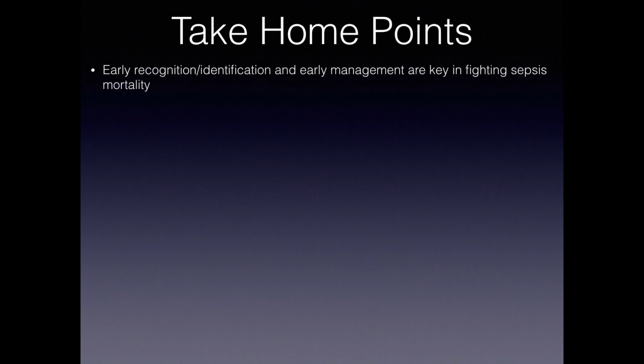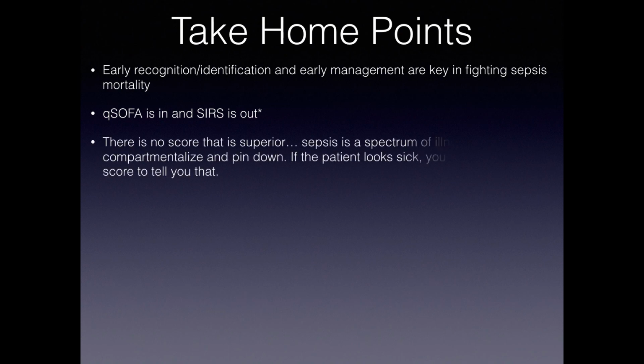So some take-home points. I think early recognition, early identification, and early management is where we need to be with sepsis. We have to do all the other things. We have to give the fluids and everything, but we need to identify it early. qSOFA and SIRS. qSOFA is in, SIRS is out, but I don't want you to think of it as black and white, 0, 1, yes and no. Use qSOFA, use SIRS, whatever you do, but identify the sepsis. That's the thing that I want you guys to take home, is you got to identify the sepsis.